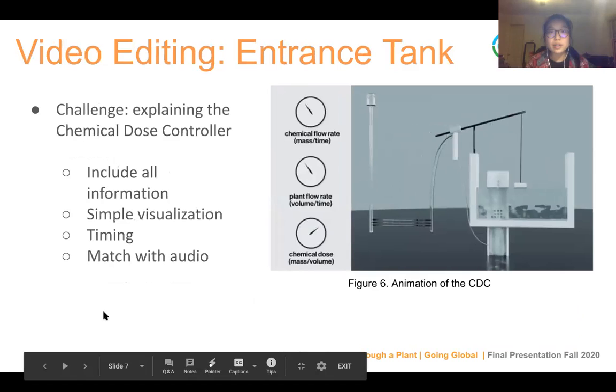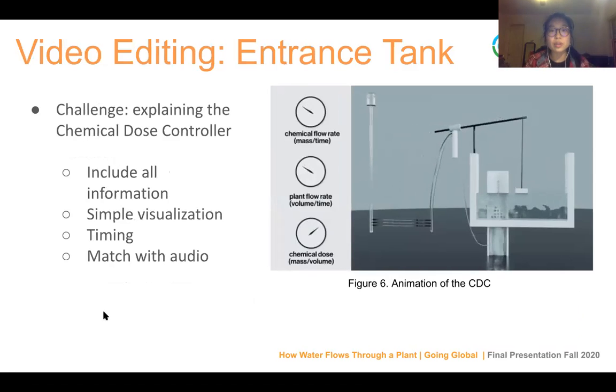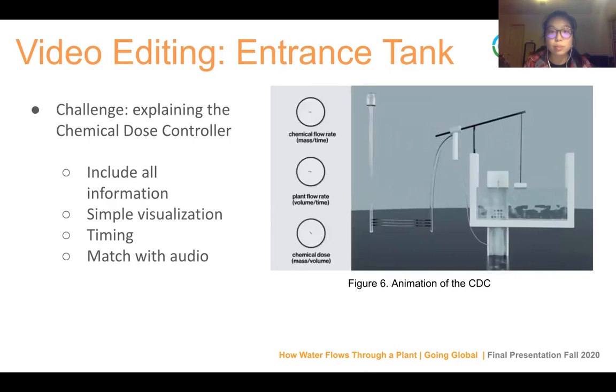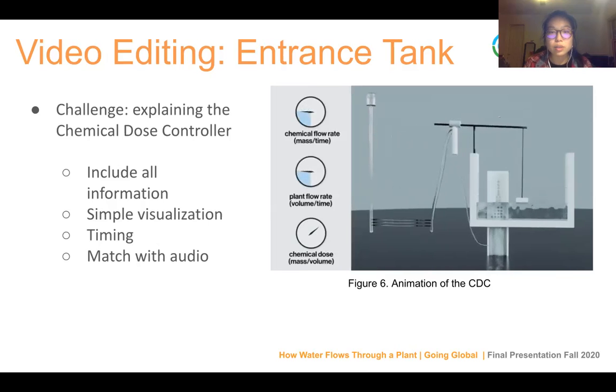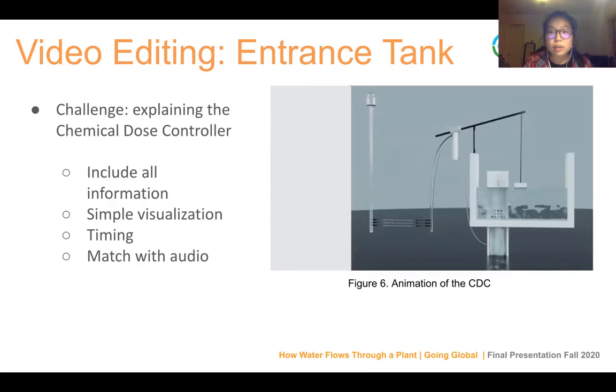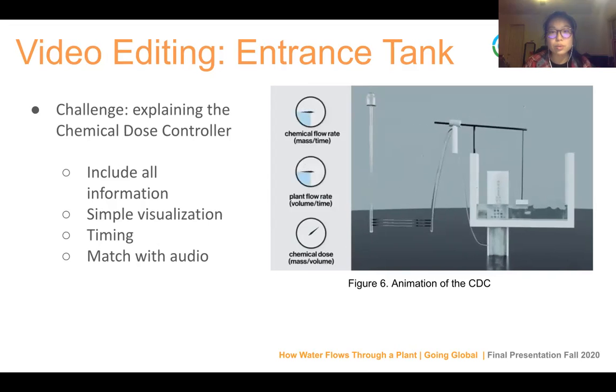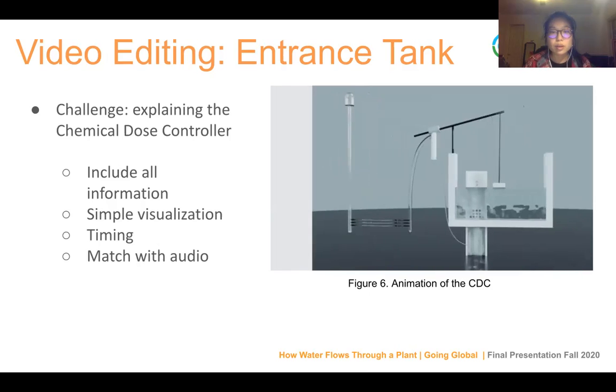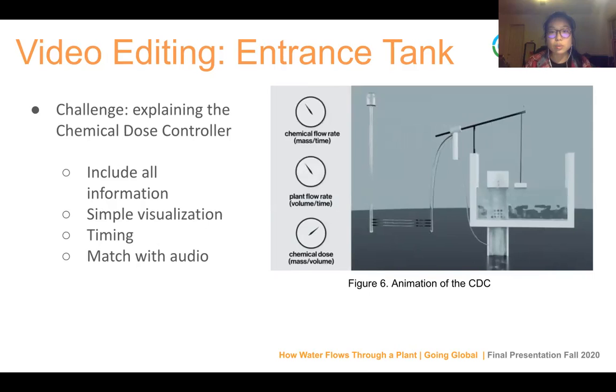In terms of video editing, one of the things that we worked on a lot was the entrance tank. We talked about this as a team for how to explain things like the chemical dose controller, which is quite complex. So you can see this animation at the right. Figure 6 is an animation of the chemical dose controller that Joseph made. And you can see, for example, we show chemical flow rate, plant flow rate, and chemical dose as 3 dials, which is like a simple visualization of what we're trying to show, instead of showing complicated math.